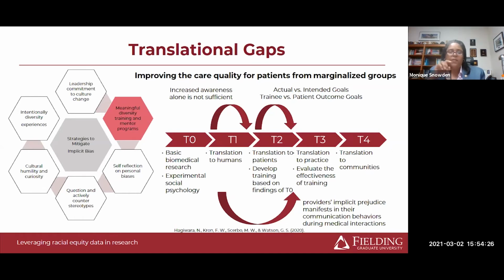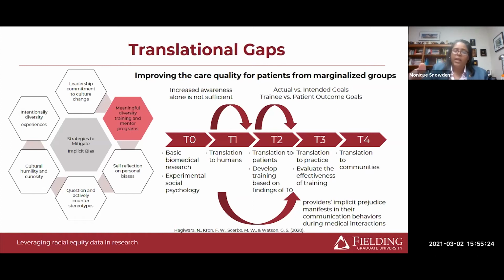And then down here at the bottom, when you see from T1 to T3, which is from translation to humans to translation to practice, what we have here is a gap where providers' implicit prejudice manifests in their communication behaviors during medical interactions. So that's where we want to try to close the loop. And what's really important is that as we create these diversity trainings or these mentoring programs, we keep focused on what we're trying to move through from one stage to the other, and that we have real explicit learning outcomes that are aligned with what we're trying to do for that particular phase. For example, at T3, we're trying to evaluate the effectiveness of training.